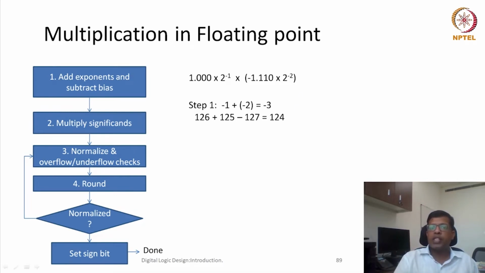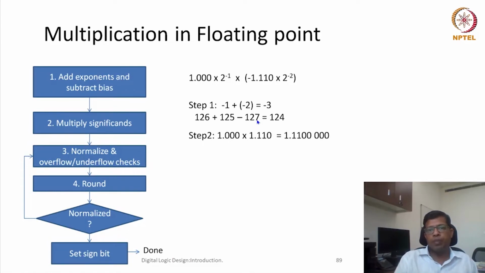This subtraction of bias need not be performed when we were doing addition and subtraction, because their exponent was a relative term. Higher the exponent, larger is the number, and when we were doing addition and subtraction, we can simply see the relative difference between two exponents. But here, because we need to add two exponents, that is why one bias is subtracted.